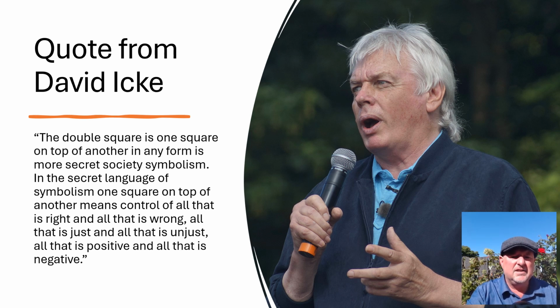Here is a quote from David Icke in his book The Biggest Secret, where he talks about symbolism of the hypercube. He says, the double square, one square on top of another, in any form is more secret society symbolism. In the secret language of symbolism, one square on top of another means control. Control of all that is right and all that is wrong. All that is just and all that is unjust. All that is positive and all that is negative. In other words, the double square means, quote, we control everything now. It means the dark occultists who control everything own you. They own your mind and your actions, lock, stock, and barrel.